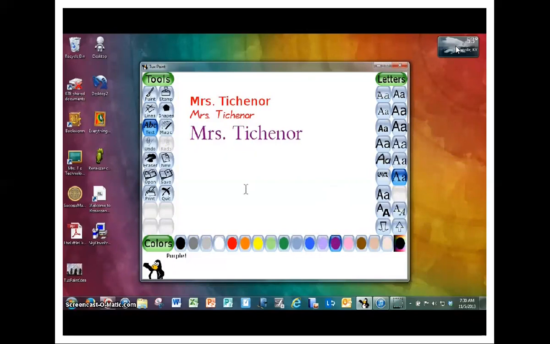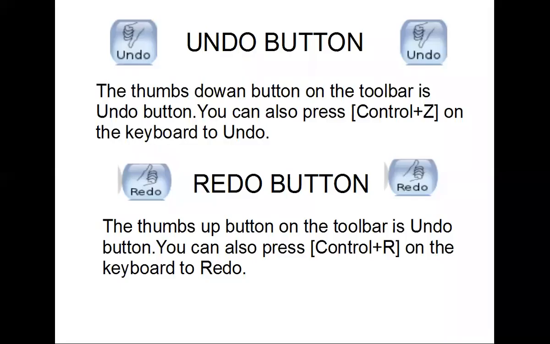Okay, clear. And next, the undo button and redo button. The thumbs down button on the toolbar is the undo button. You can also press Control plus Z on the keyboard to undo. The undo shortcut key is Control plus Z.